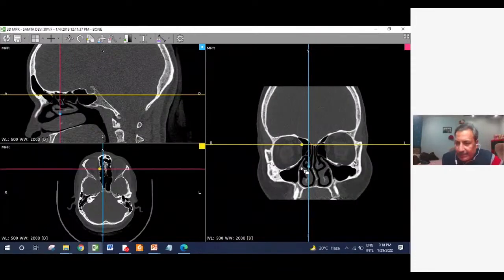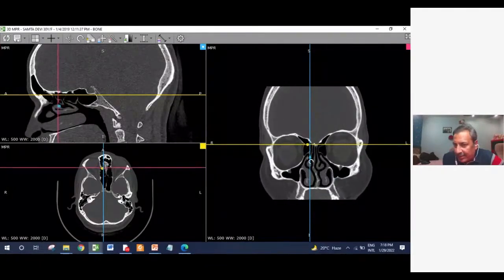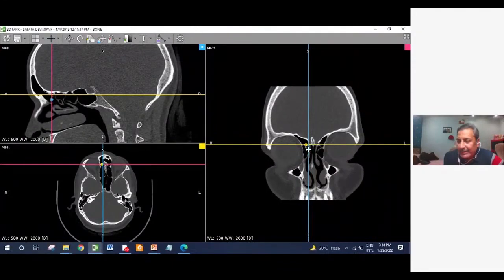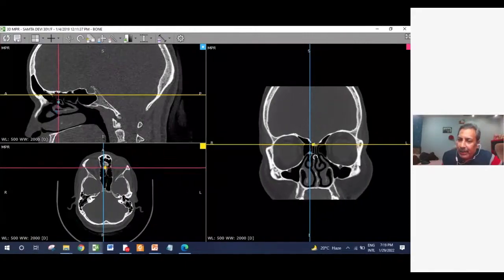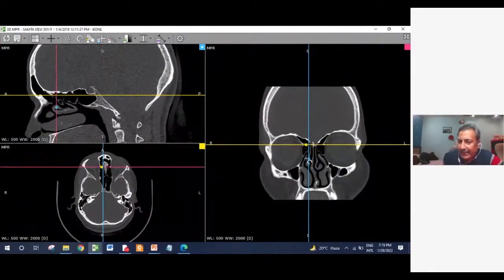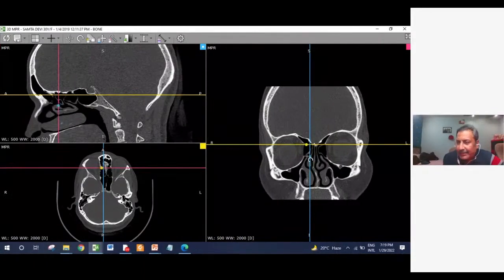For example, see my cursor where it is. This is the uncinate process. I need to know how the uncinate is going up. See where my cursor is, and taking a lateral turn to attach on the lamina papyracea. I should know how the bulla is, how big the bulla is, how the relationship between the bulla and the uncinate. What is the distance between the medial wall of the orbit and the uncinate.